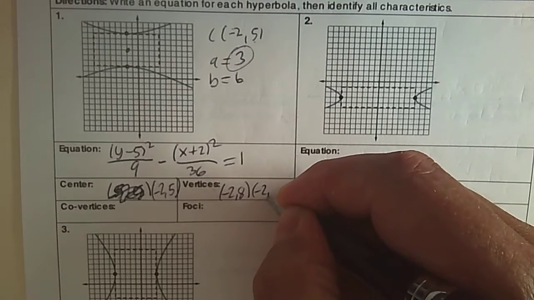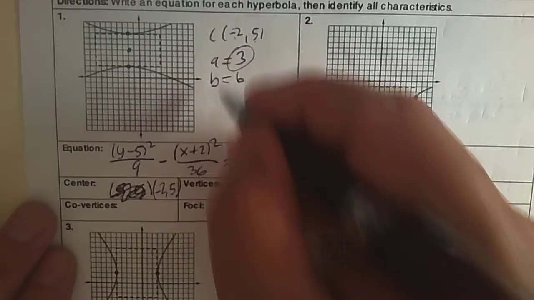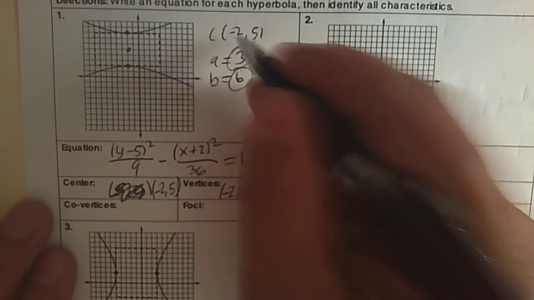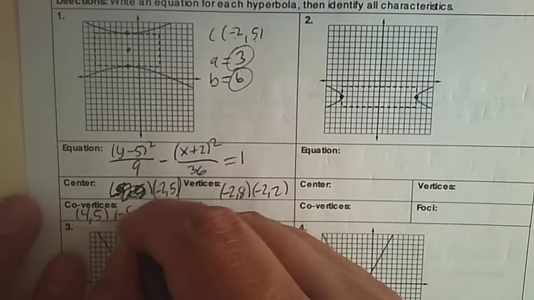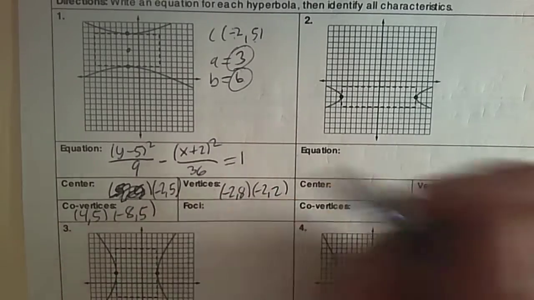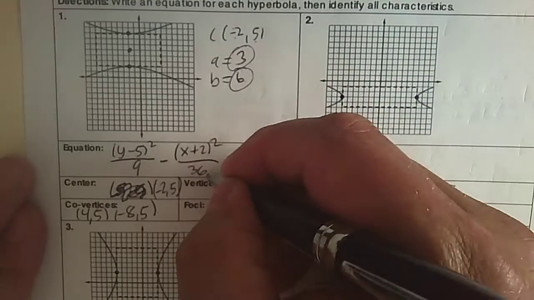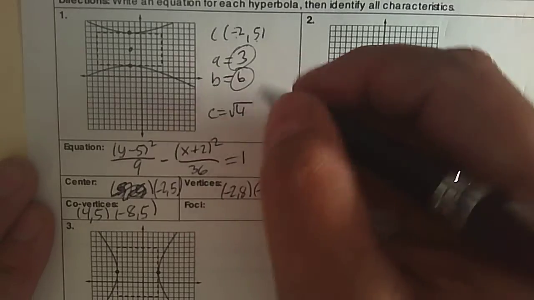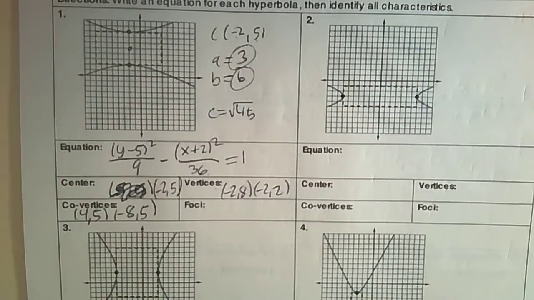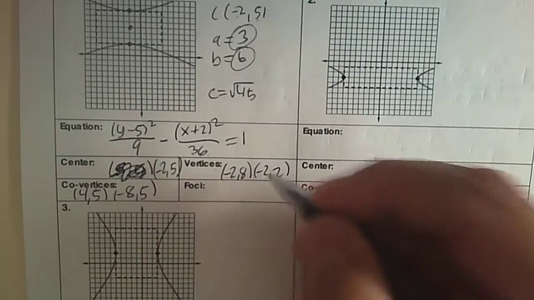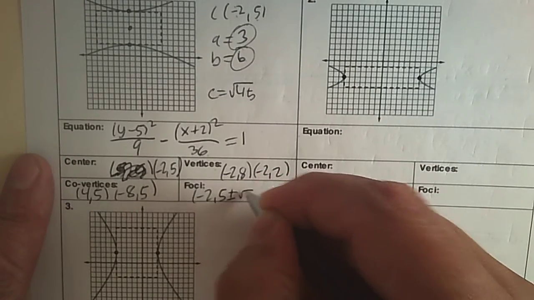That's -2 and subtract 3. That's -2 and 2. For the co-vertices, it's the x coordinate and the center. So add 6. That's 4. Subtract 6. That's -8. The foci, I need to add these up. That's the square root of 45. So for the foci, that affected the y coordinate. So the center, -2 and 5 plus or minus the square root of 45. Done.